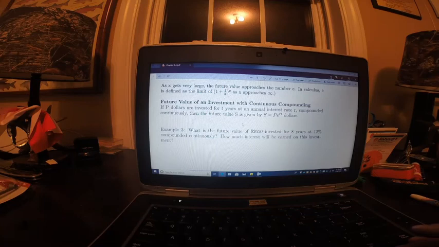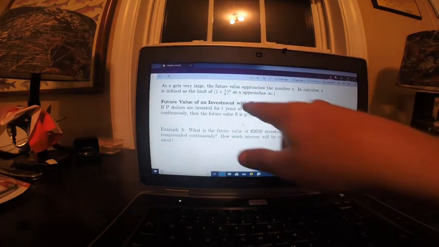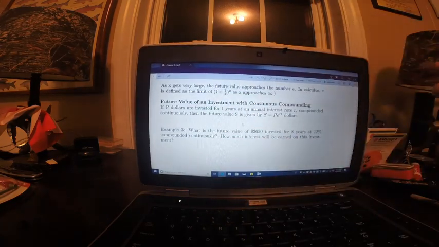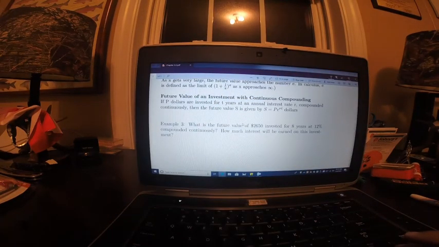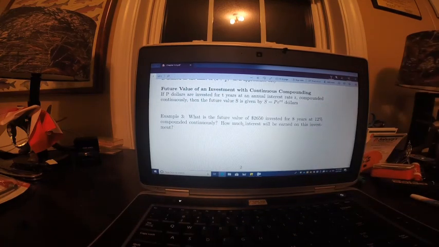So if we look at the future value of an investment with continuous compounding, it's going to take that e function into play. And what I'll say is this piece right here approaches e when I compound continuously. So I'm going to replace this piece right here with e, and I'm going to get this new equation, the PERT equation. And we've used it a few times in this class. It says if P dollars are invested for t years at an annual interest rate r compounded continuously, the future value S is given by S equals P e raised to the rt dollars.